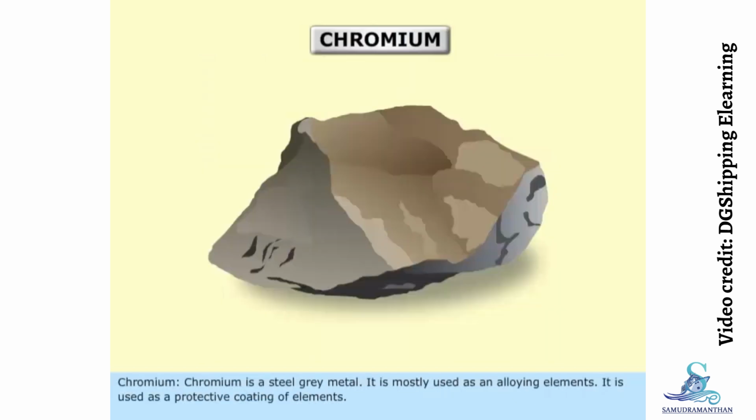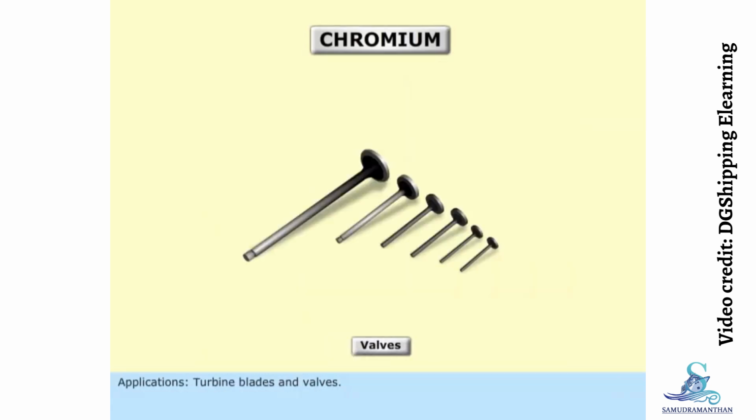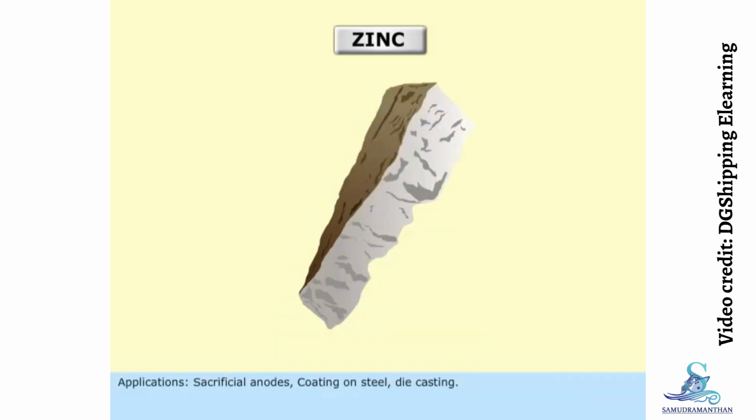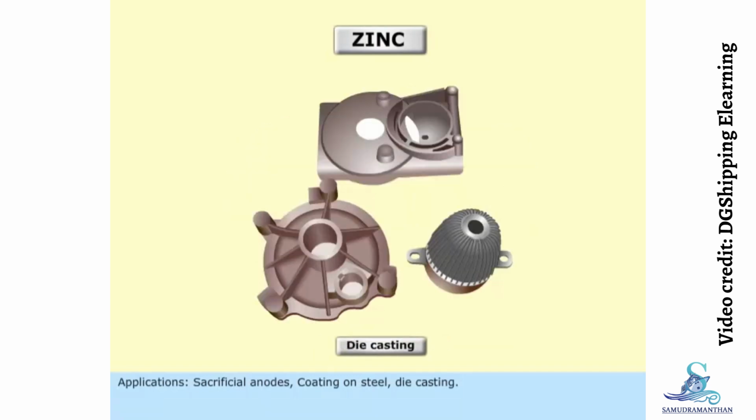Chromium. Chromium is a steel gray metal. It is mostly used as an alloying element. It is used as a protective coating of elements. Applications: turbine blades and valves. Zinc. Zinc is a bluish-white metal and has a melting point of 420 degrees centigrade. It is a brittle metal but has good resistance to corrosion. It is malleable and ductile. Applications: sacrificial anodes, coating on steel, die casting.